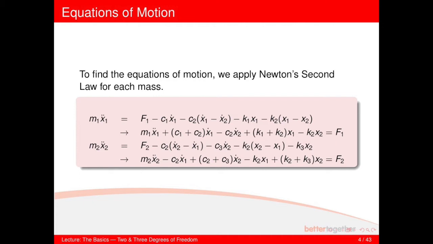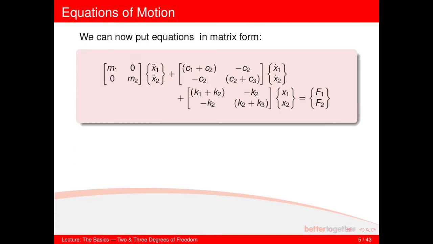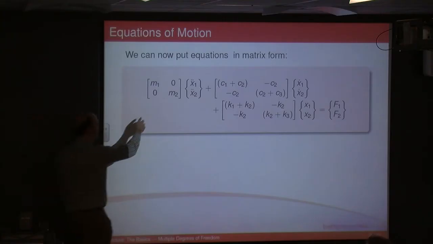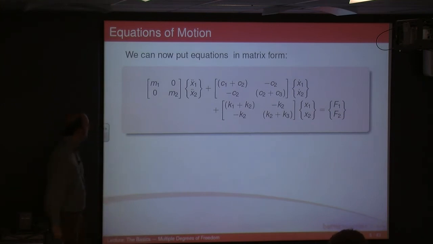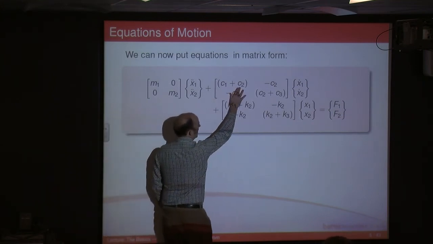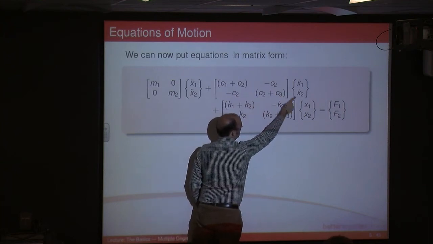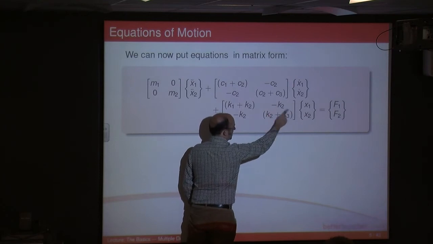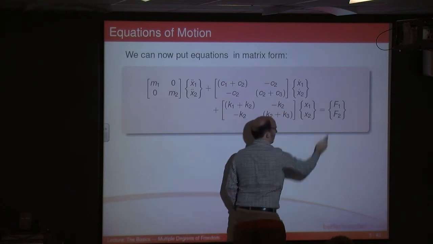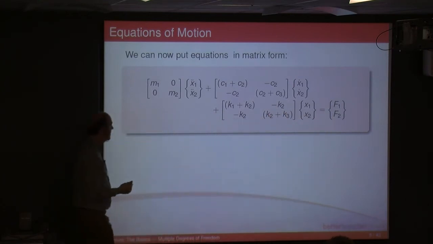What you can do is convert that and write it in what's known as matrix form, which looks like that. If you multiply this matrix out, you get M1 times x1 double dot, plus C1 plus C2 times x1 dot minus C2 times x2 dot, and then K1 plus K2 times x1 minus K2 times x2 equals F1. That's the first equation. The second equation is basically the second row.